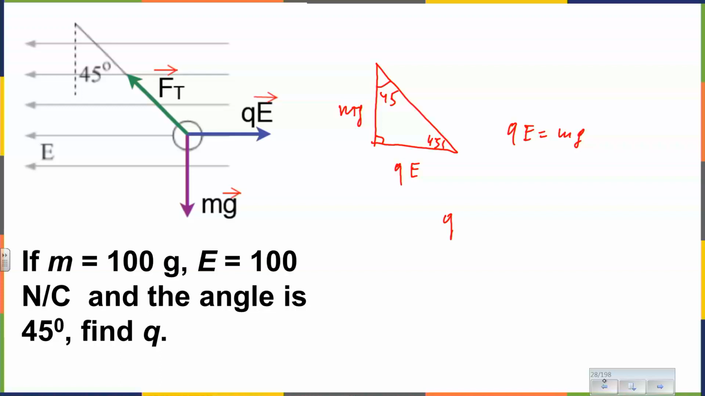And if we need to calculate the magnitude of the charge, mg over E, 0.1 times 10 over 100, 0.01 coulomb. Wherever it is, it's still too large a value. Usually, the charge we can achieve by just rubbing, for example, is much, much less. Any questions?